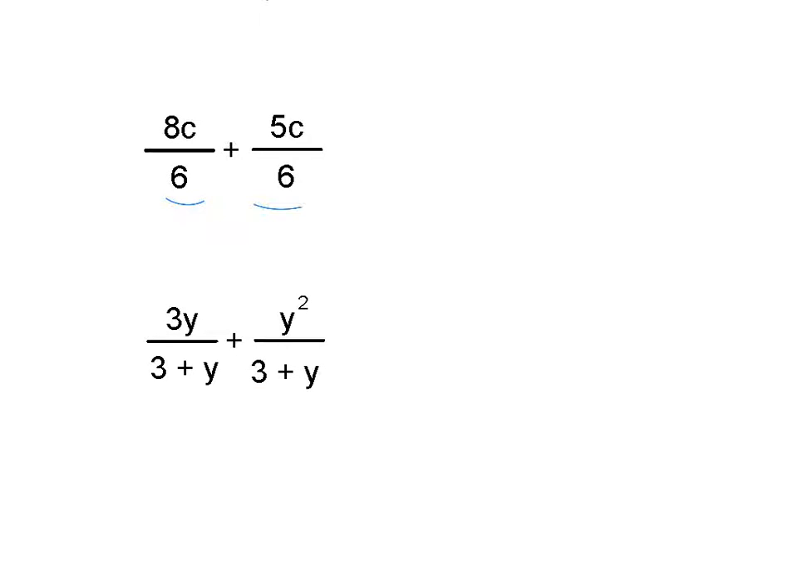Here would be another example. Notice again, denominators are the same. That's the nice thing about a lot of them today, you don't have to worry about that. Just keep that the same. And then we can add these up because they have matching variables, right? So we get 13c over 6, and that's nothing we can reduce or break down at all.